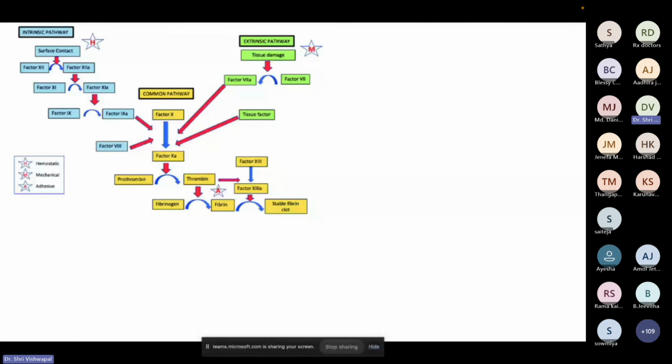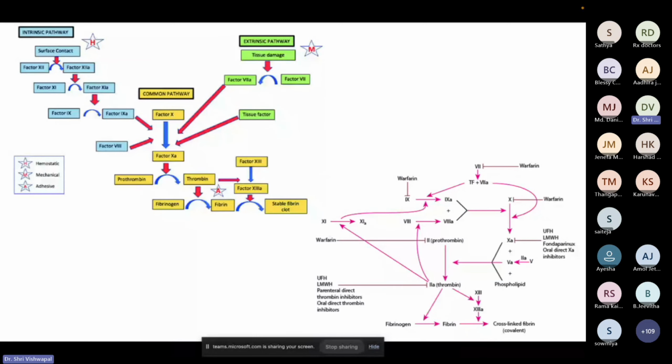And I would like to have a quite small discussion on the drugs which act on this coagulation pathway. And we have warfarin, which acts on factors 2, 9, and 7.